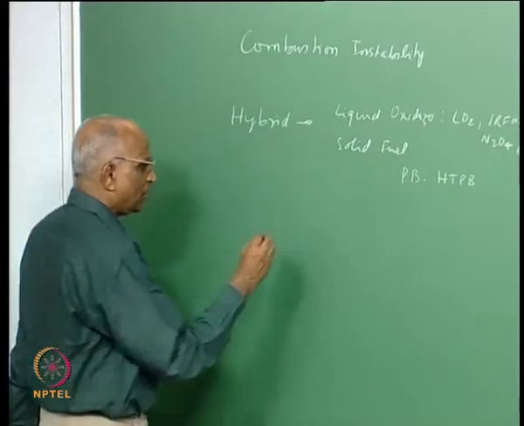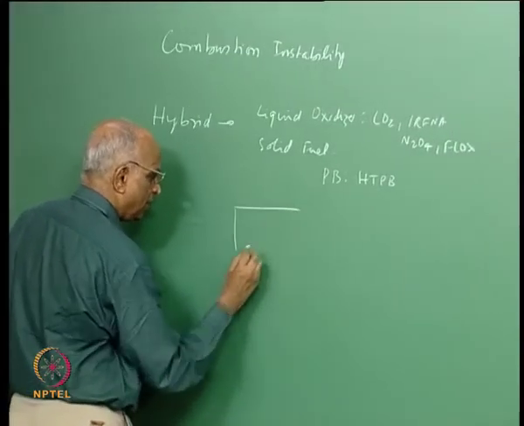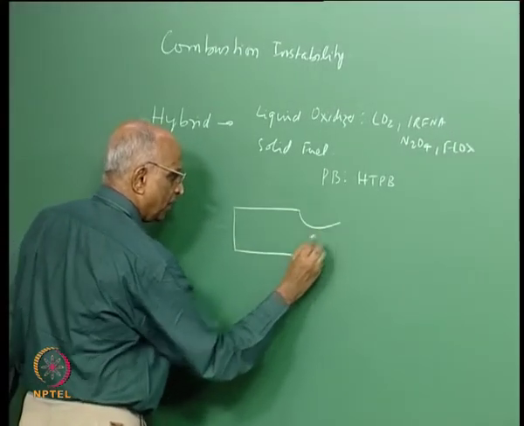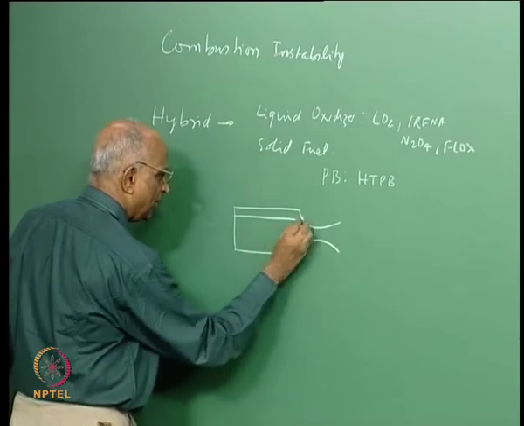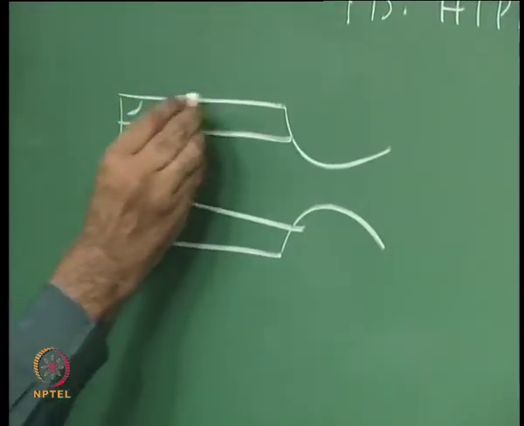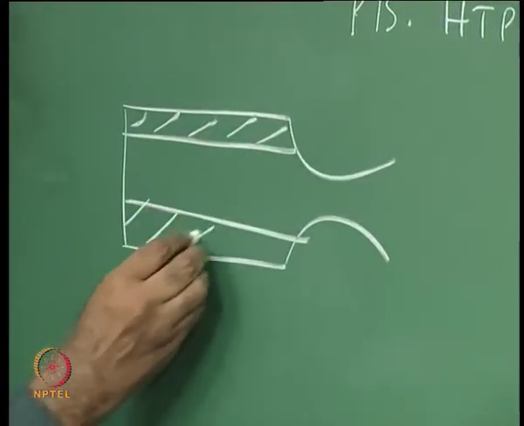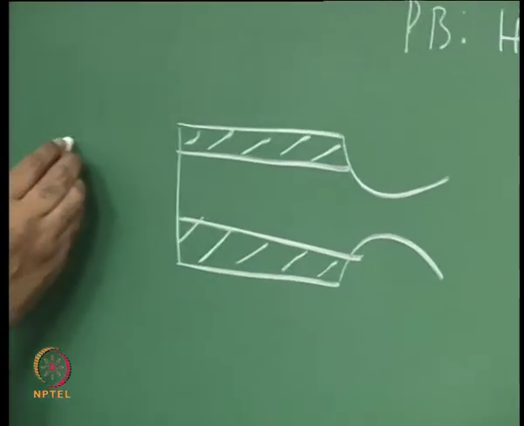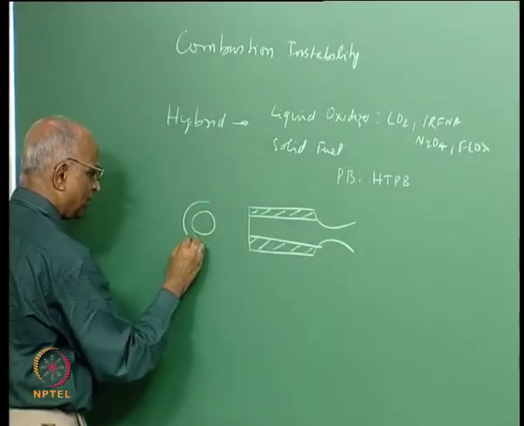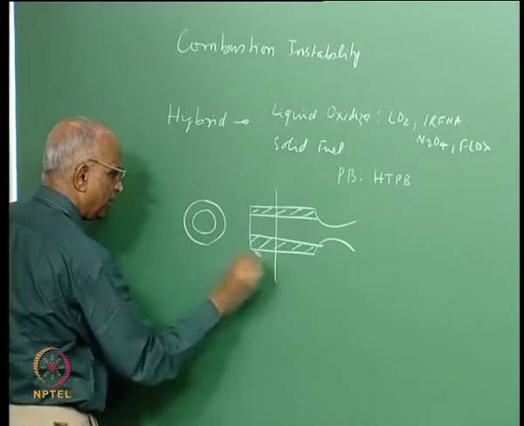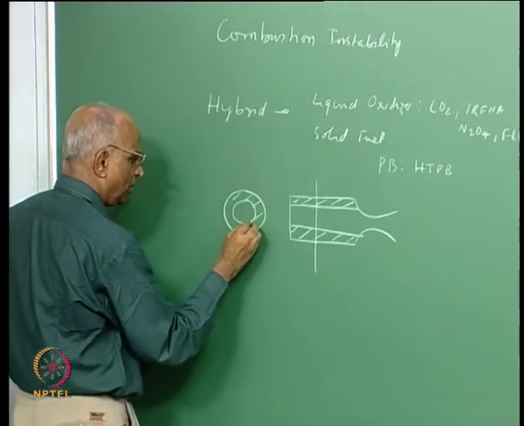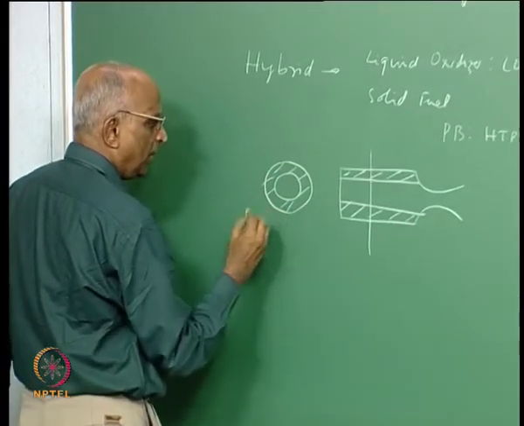How will the construction look? You have a cylinder, a case, you have a nozzle, you have the solid fuel which is kept over here, which could be any configuration. Let us take a star configuration or a circular configuration. I take a section over here, this is my solid fuel, and what is it I do?